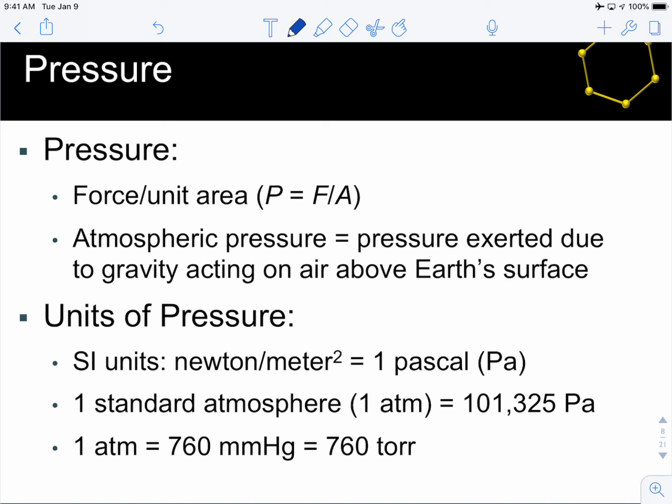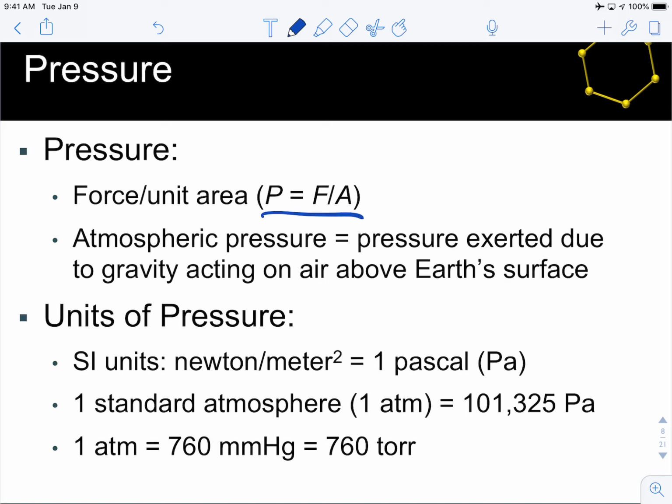Now let's talk about pressure. What exactly is pressure? Pressure is force per unit area. Atmospheric pressure is the pressure exerted due to gravity acting on the air above the Earth's surface. So literally, you have a column of air that's accelerating towards the Earth due to gravity, and that's what pressure is. And there are different units of pressure.